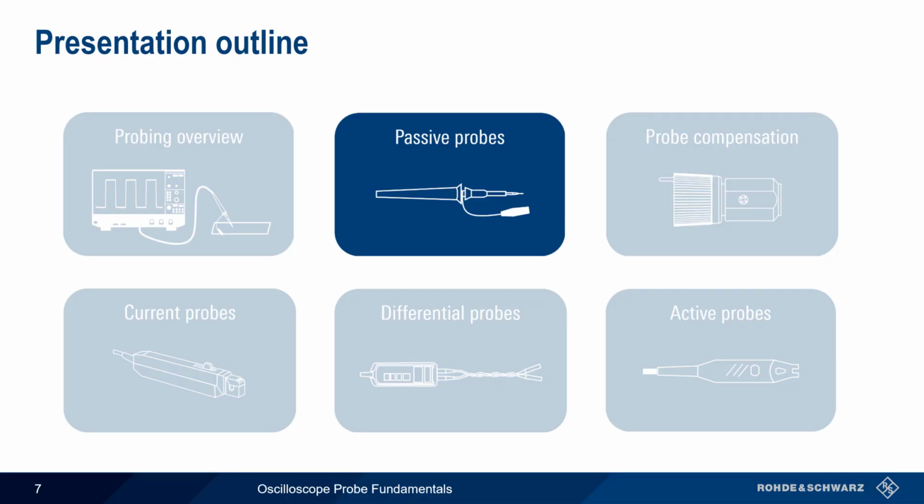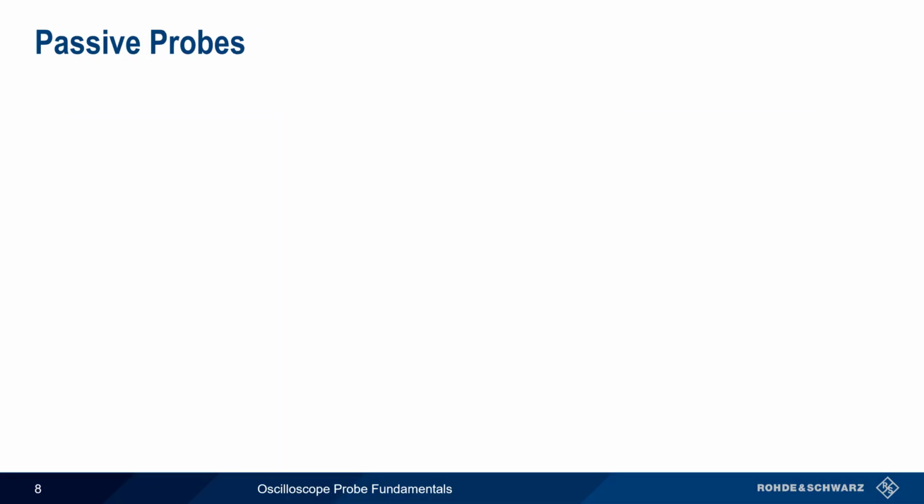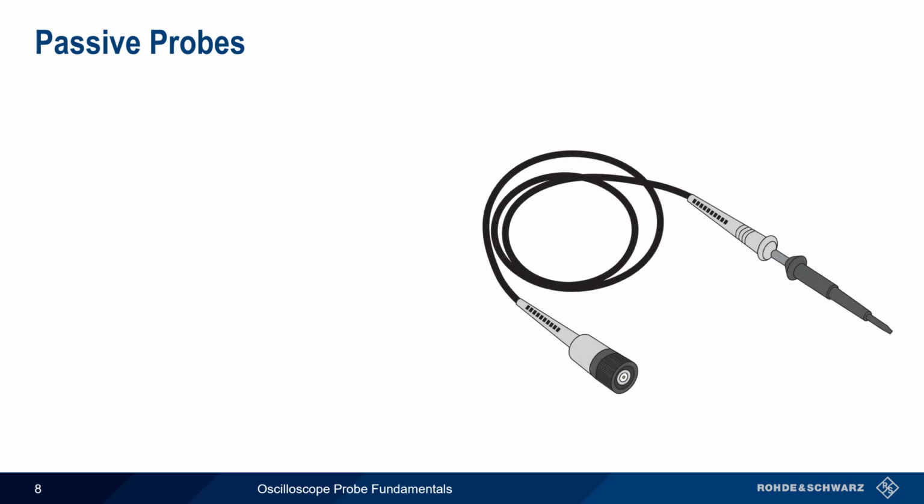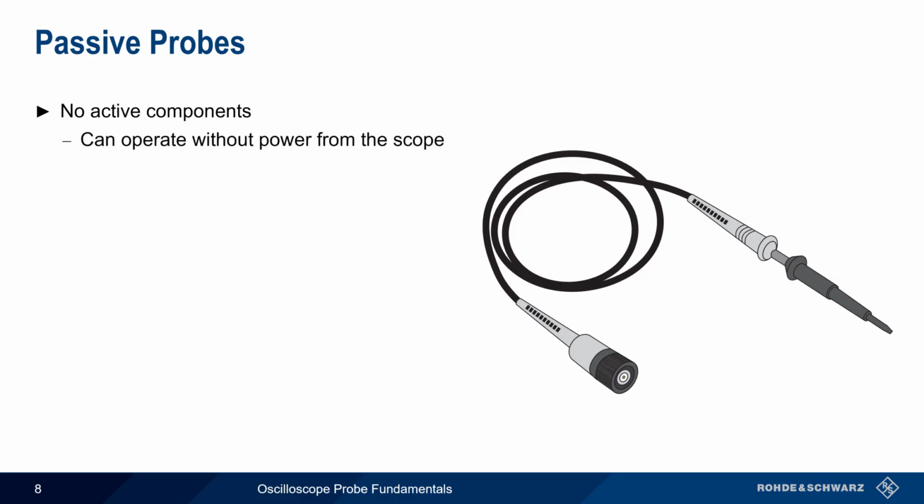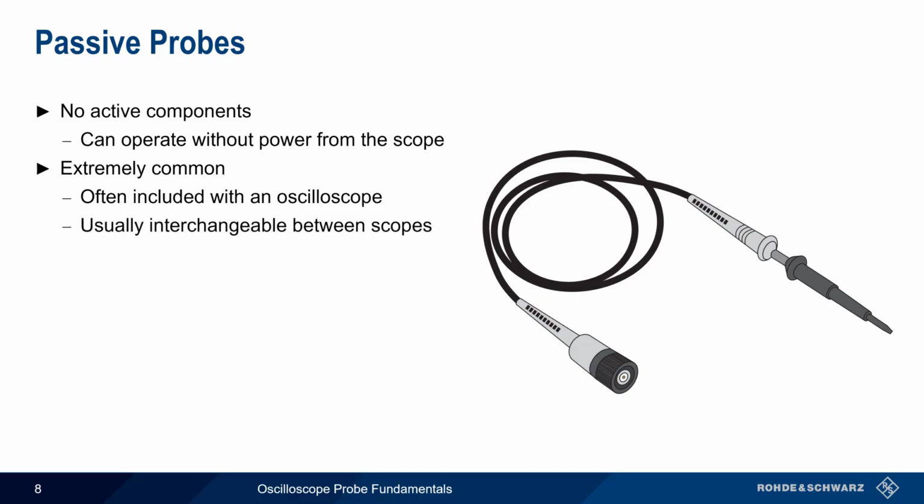Now that we've discussed these general points, let's start looking at different probe types, beginning with the most common one, namely passive probes. As the name implies, passive probes are passive. That is, they have no active components, and therefore they can operate without power from the scope. Passive probes are extremely common, and a set of passive probes is often included when purchasing an oscilloscope.